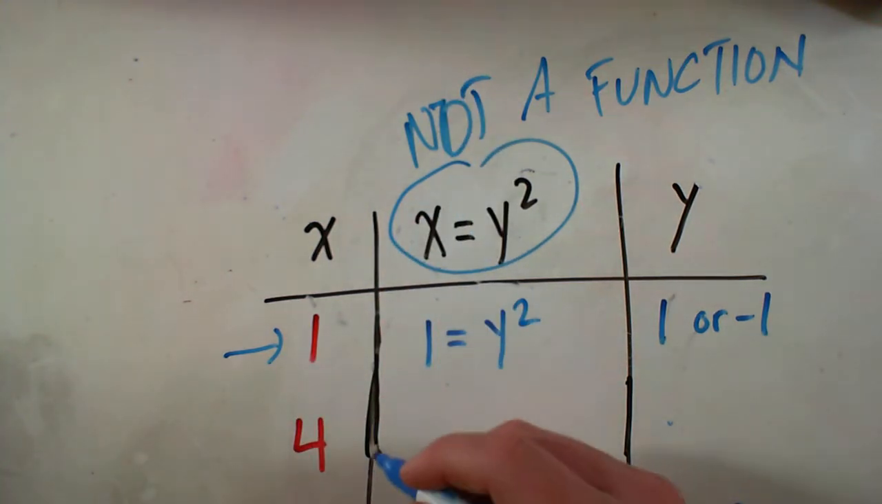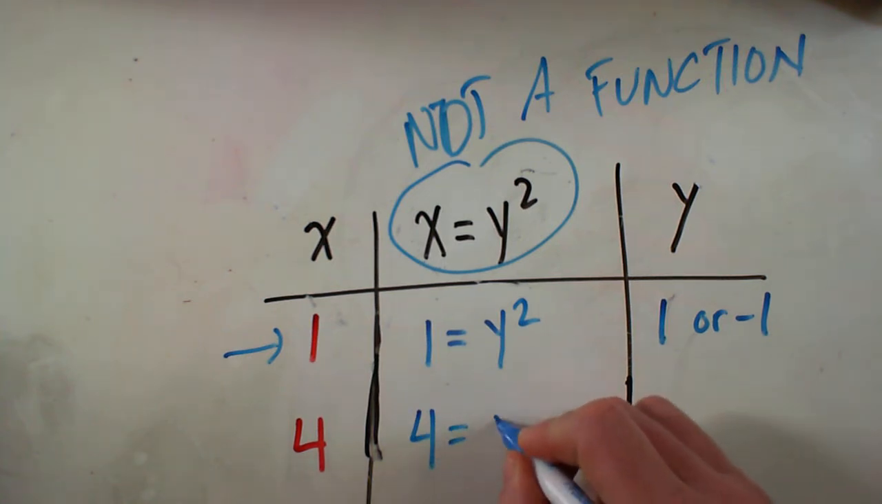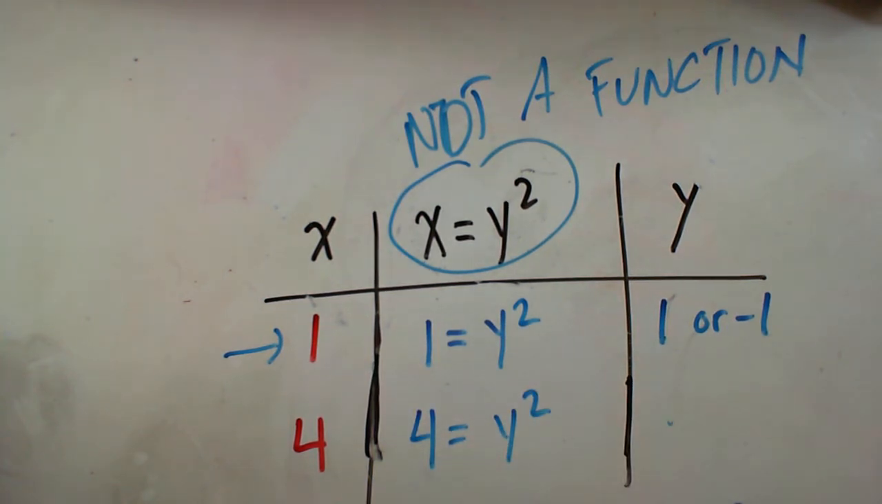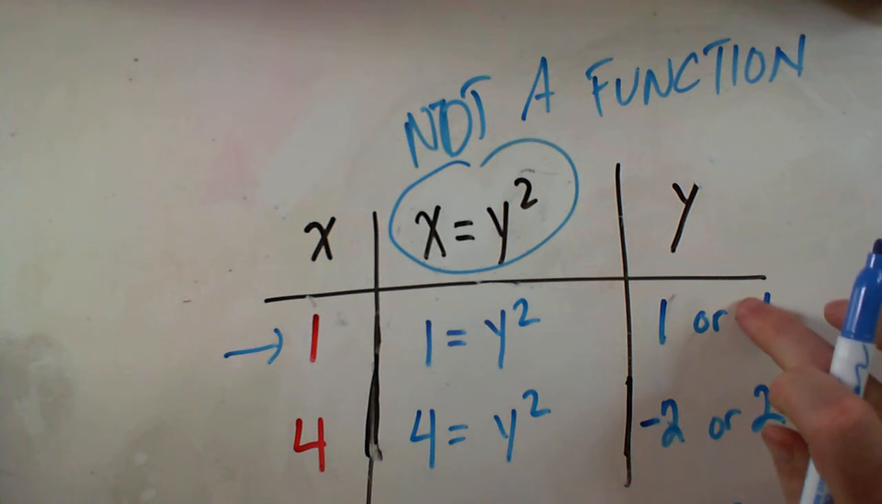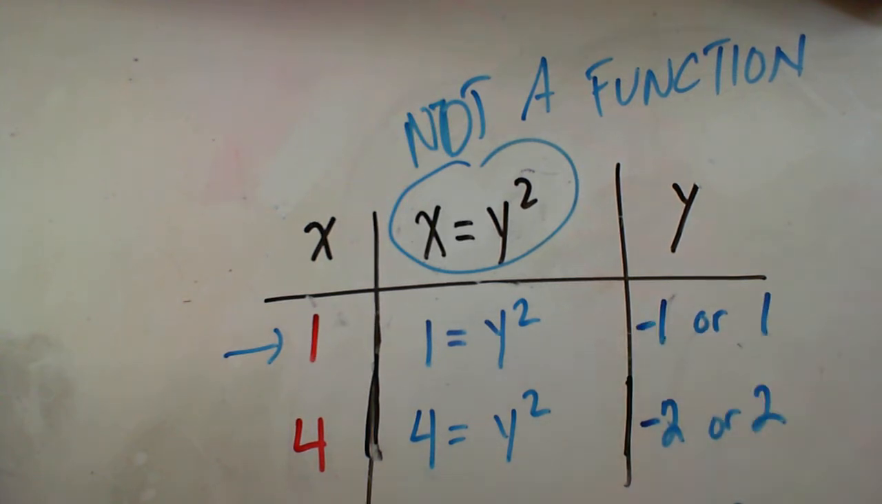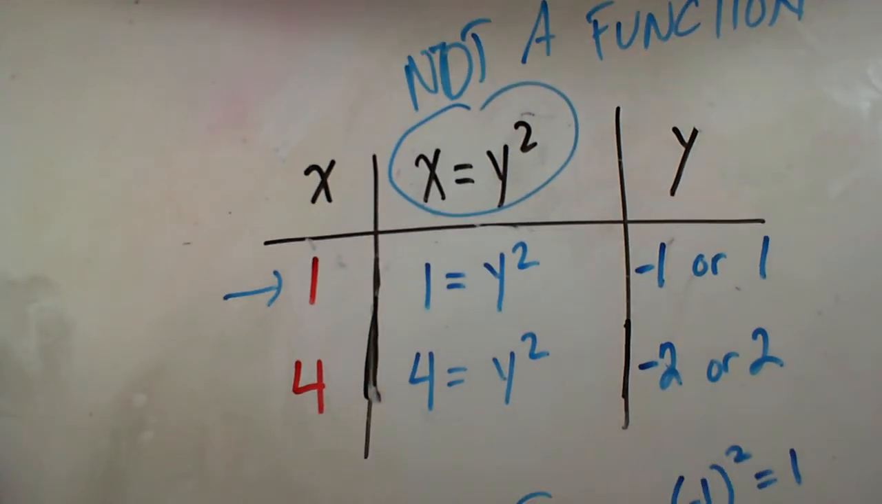Notice with the 4, if we say 4 equals y squared, using that same methodology, 2 times 2 is 4, but -2 times -2 is also 4. So here we get -2 or +2 as a possible answer. So again, two different y's associated with one x means that this is not a function.